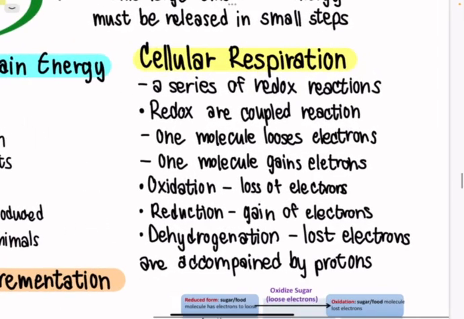Cellular respiration is a series of redox reactions, many small steps, with slow release of energy. Redox reactions are coupled reactions. One molecule loses electrons and one molecule gains electrons. Dehydrogenation: lost electrons are accompanied by protons. A hydrogen atom is lost with one electron and one proton. To follow the electron, follow the H.